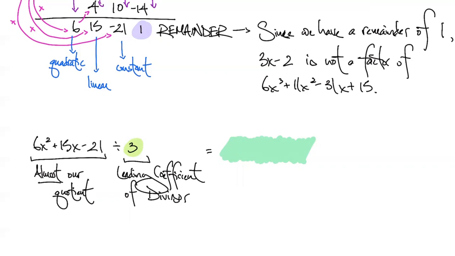All right, so let's take this term by term. 6x squared, I want to divide that by 3. I get 2x squared. All right, now let's move to the next term. 15x divided by 3 is plus 5x. And our last term, negative 21 divided by 3 gives me minus 7. So this would be our quotient.